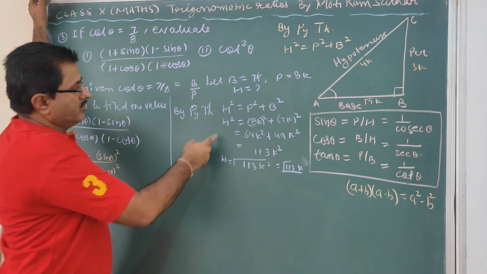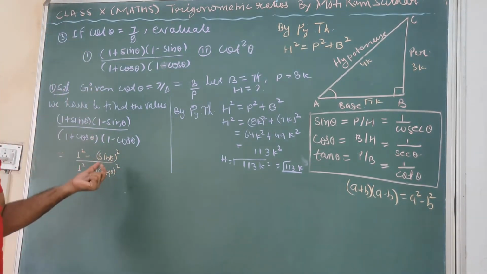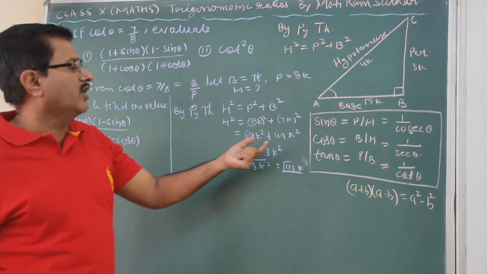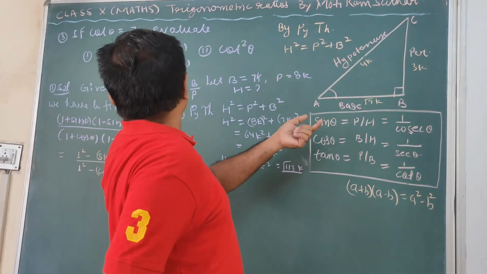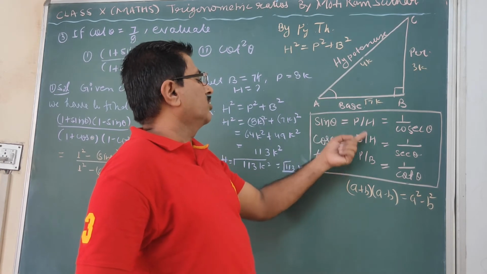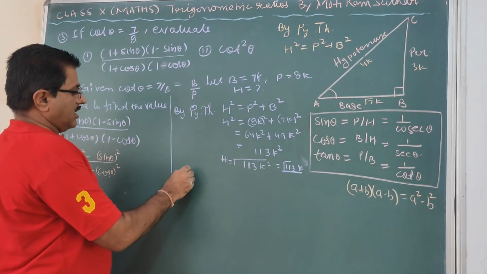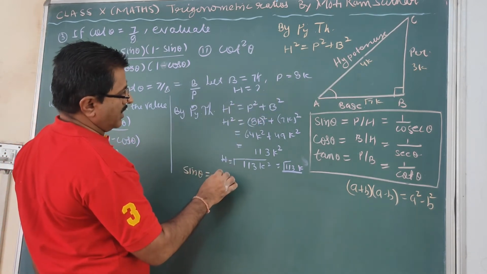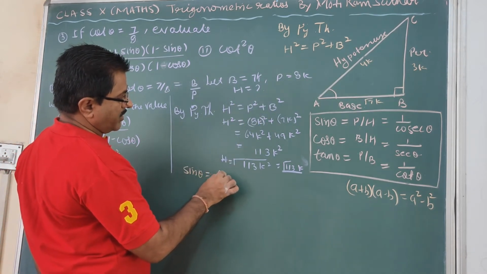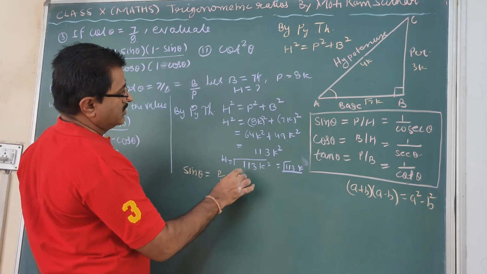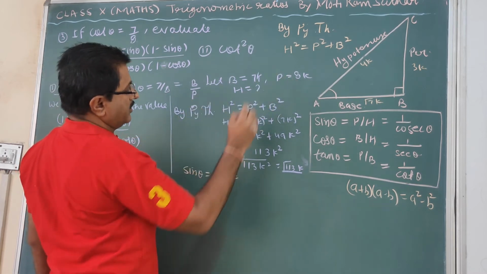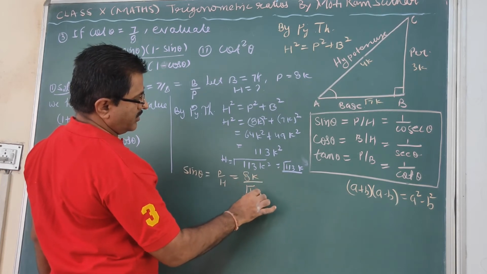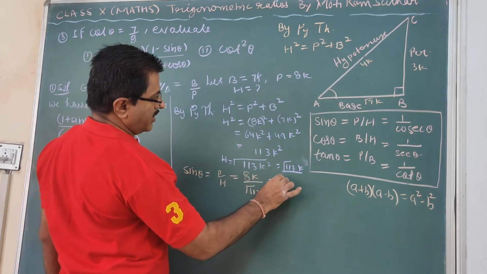Now here also we need the values of sin theta and cos theta. So you have to find the values of sin theta and cos theta with this formula. As we already know all the trigonometric sides of this triangle, sin theta is perpendicular upon hypotenuse. Here perpendicular is 8 and hypotenuse is root of 113 k.